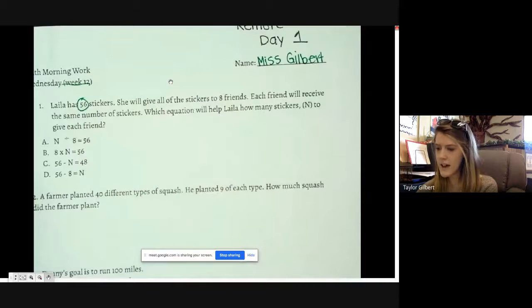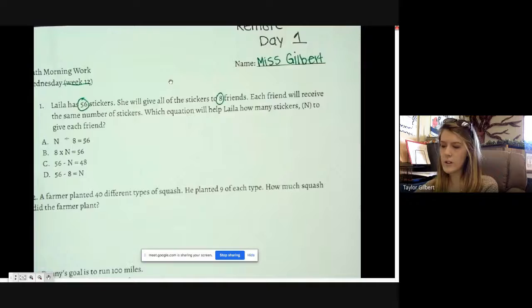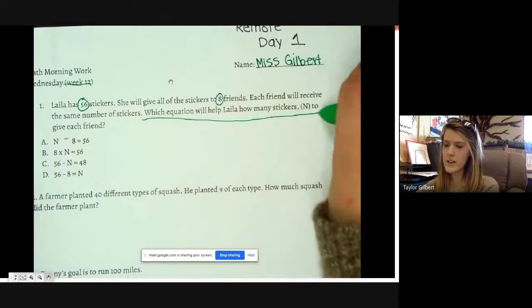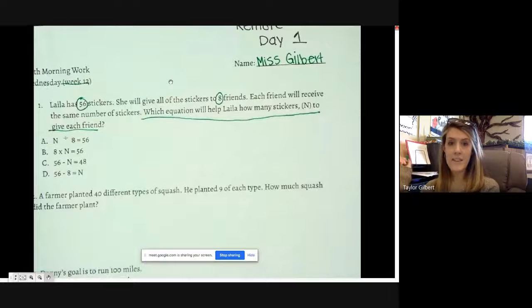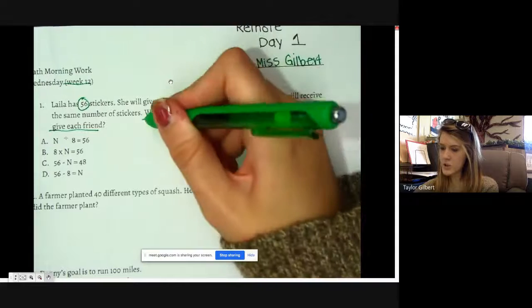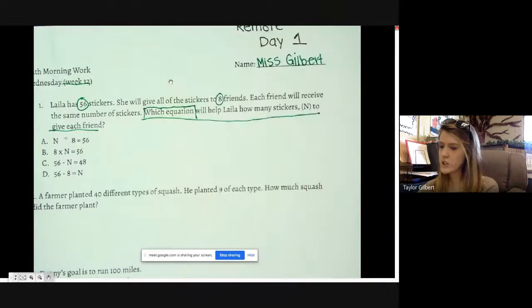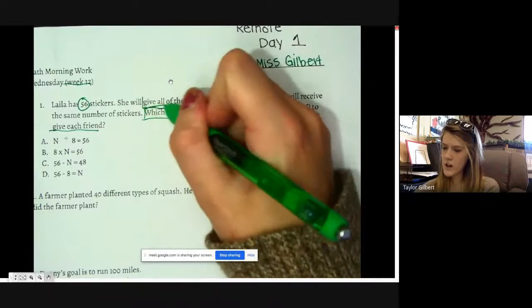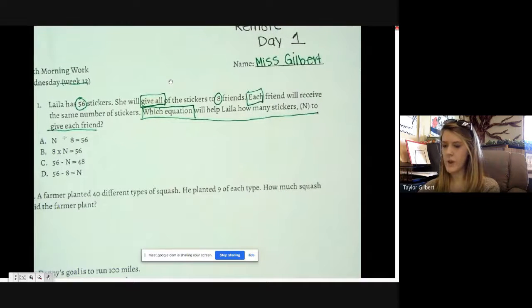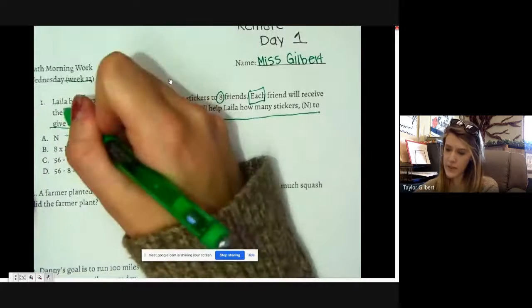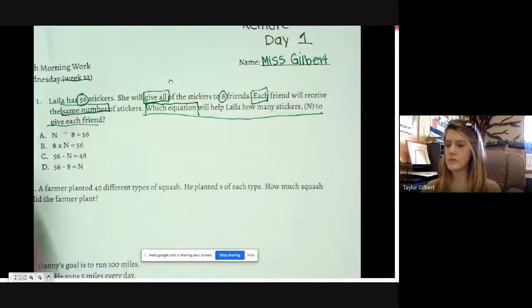56, okay, and 8. Underline the question. Which equation will help Layla find how many stickers to give each friend? Box math action words. Okay, so let's see. Which equation? She will give all the stickers to her friends. Each friend. Okay, I would even maybe do same number because each person's getting the same amount.